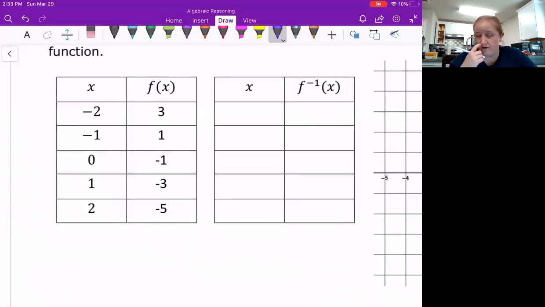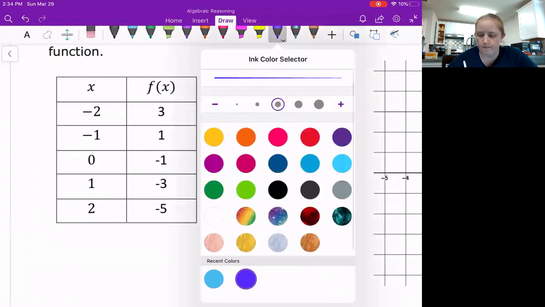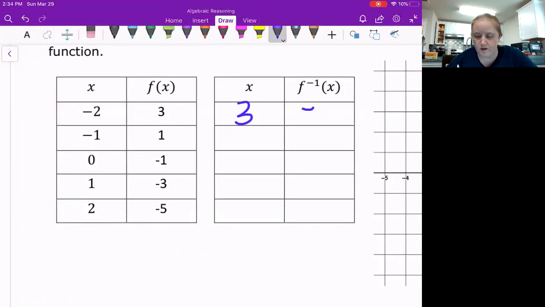If I have a table of values here for f, the original f of x, the inverse f inverse says to switch the order. So -2, 3 becomes 3, -2. Now let's look at the next one. If we have -1, 1, switching them becomes 1, -1. 0, -1 becomes -1, 0. 1, -3 becomes -3, 1. And then our last point becomes -5 and 2.